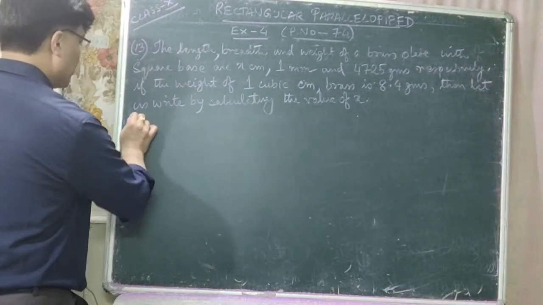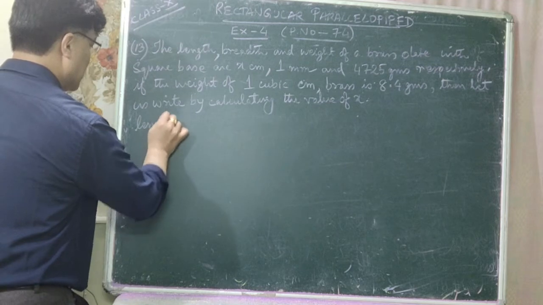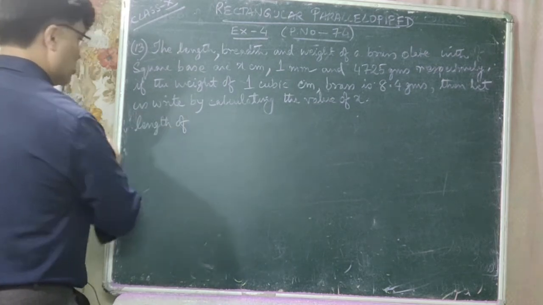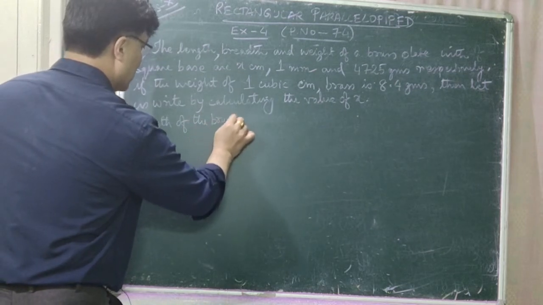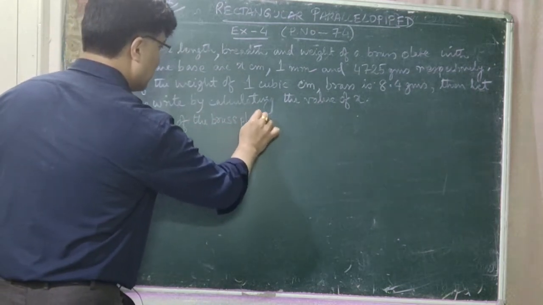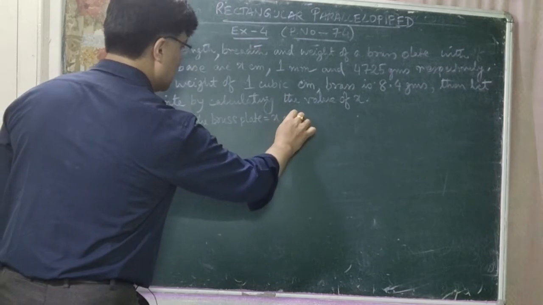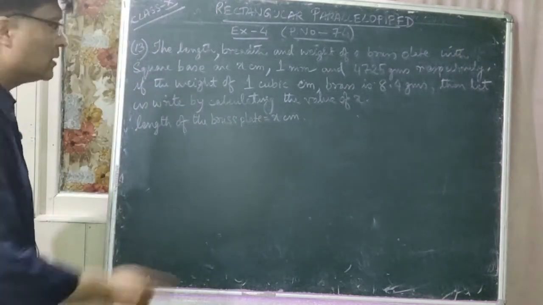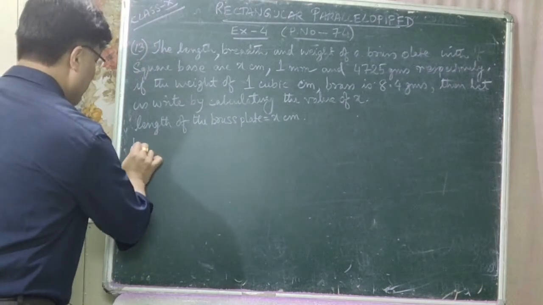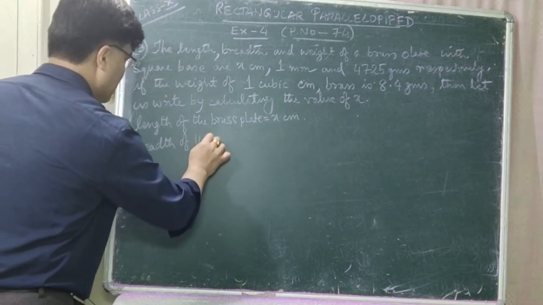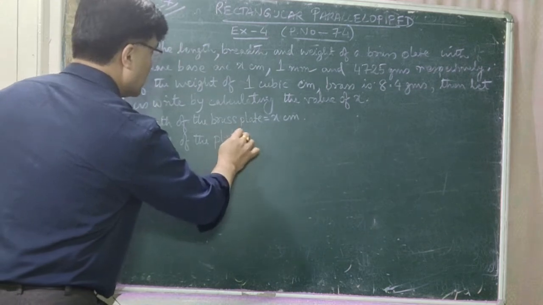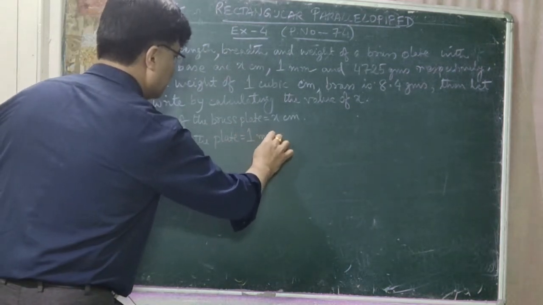So here, length of the brass plate. So this is the solution, right? Length of the brass plate is equal to x centimeter, right? So what is the breadth of the brass plate? Breadth of the plate is equal to 1 millimeter.